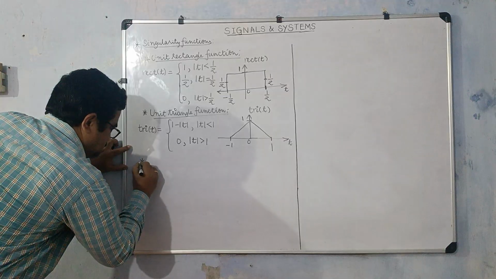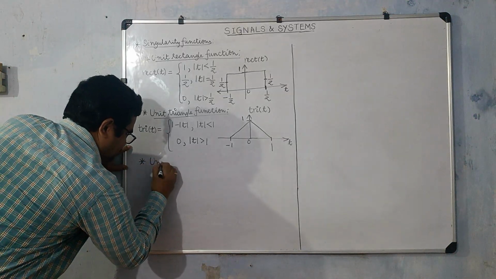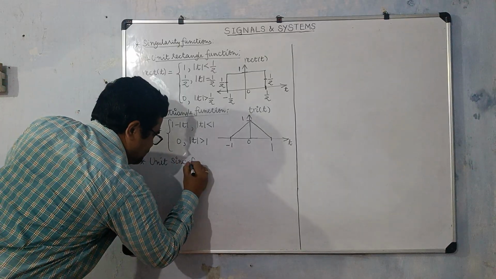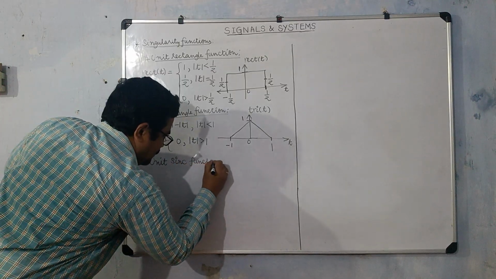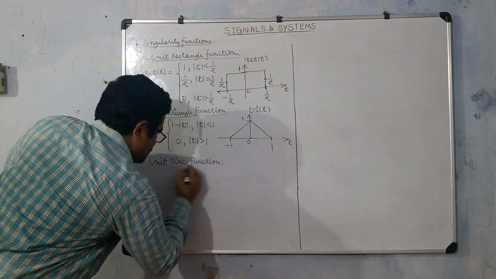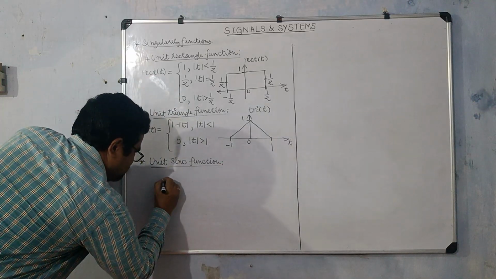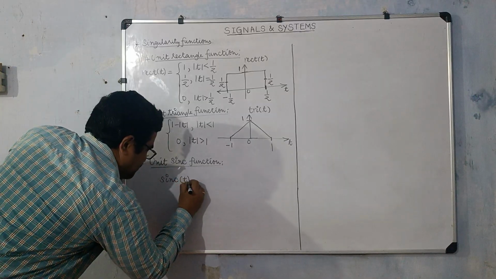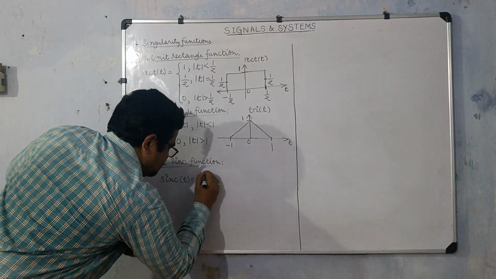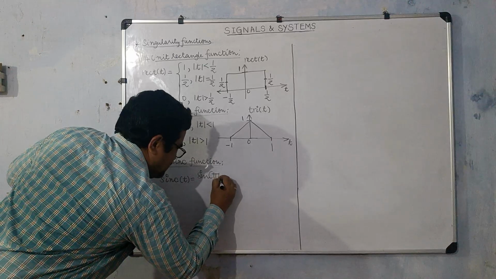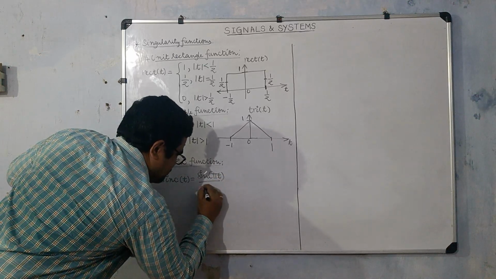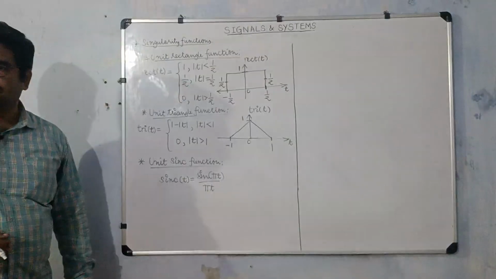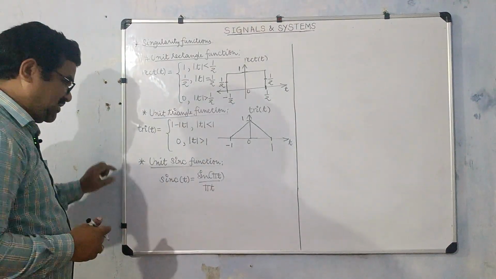And the next one is unit sinc function. So unit sinc function is defined as SINC of t is equal to sine of pi t by pi into t. So this is what is the sinc function. Sinc of t is equal to sine of pi t by pi t.